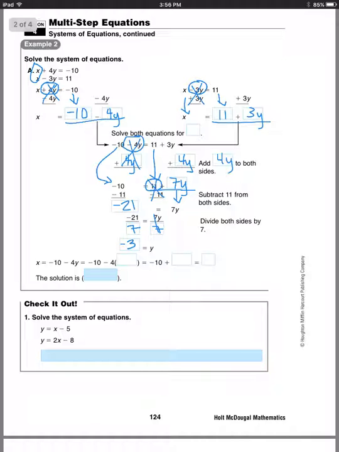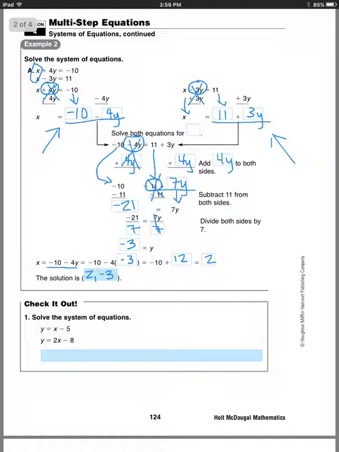And now I'm going to take either equation, either x equals negative 10 minus 4y or x equals 11 plus 3y. It doesn't matter which one you use, and I'm going to substitute my y value in for it. I decided to use negative 10 minus 4 times y. So I'm going to substitute negative 3 in for y: negative 10, and then negative 4 times negative 3, because there's two negatives, equals a positive, and 4 times 3 is 12. Negative 10 plus 12 is 2. So the solution is x is 2, y is negative 3.